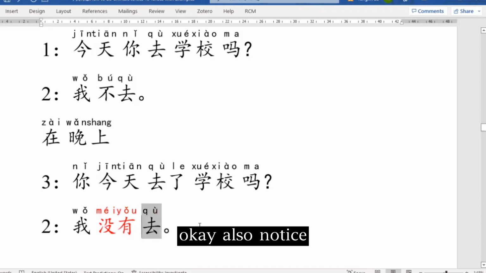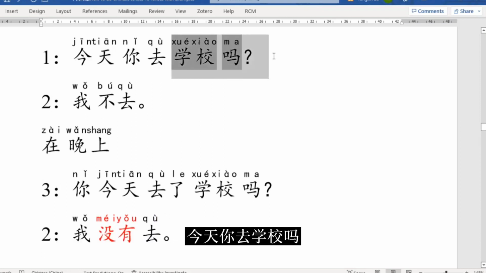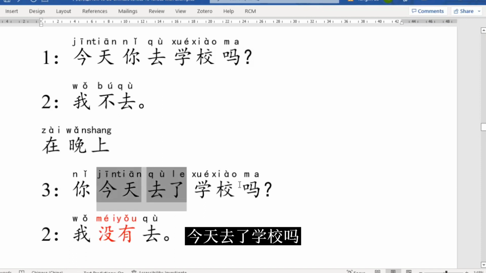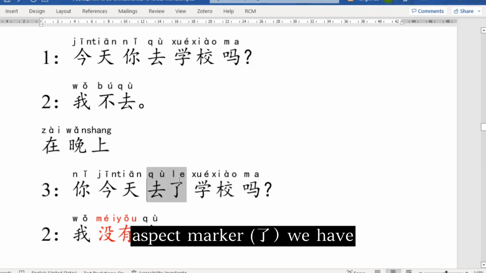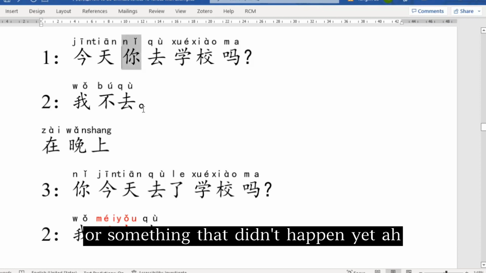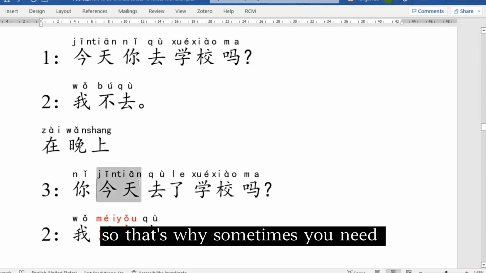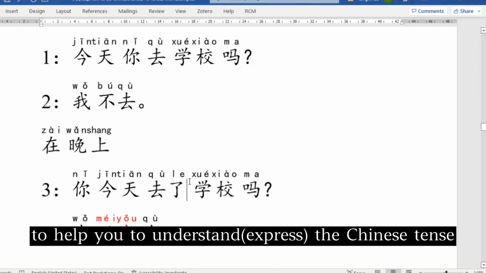Okay. Also notice the difference between those two questions. 今天你去学校吗? 今天去了学校吗? Okay, so the only difference is the aspect marker we have. So even if you say today, right? It could be something that already happened today or something that didn't happen yet. So that's why sometimes you need both the time phrases and then the aspect markers like 了 to help you understand the Chinese tense.